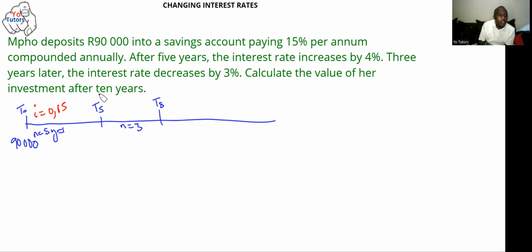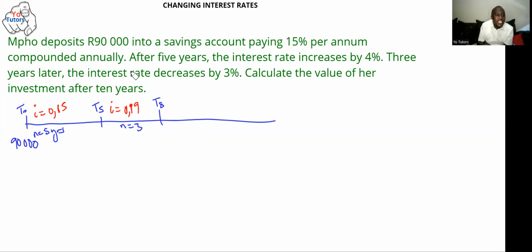So after 5 years, the interest rate increased by 4%. So it's increased to 19%. So here our i now is actually 19%, which is 0.19. Okay, 0.19.